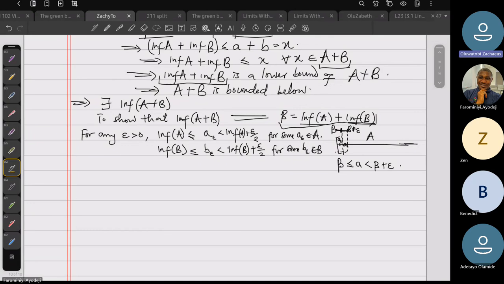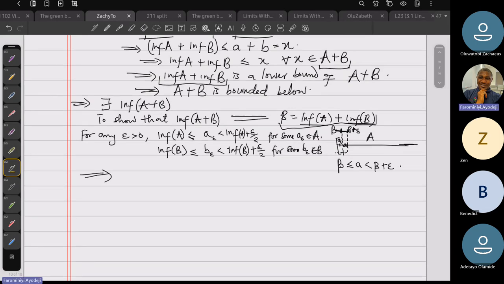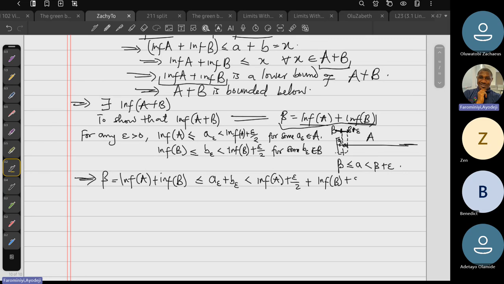Right? So if you now add these two together, what does that give us? That gives us the infimum of A plus the infimum of B, which is actually our beta in this case, is less than or equal to A epsilon plus B epsilon. And that will be strictly less than the sum of these two things, the infimum of A plus epsilon over 2 plus the infimum of B plus epsilon over 2.